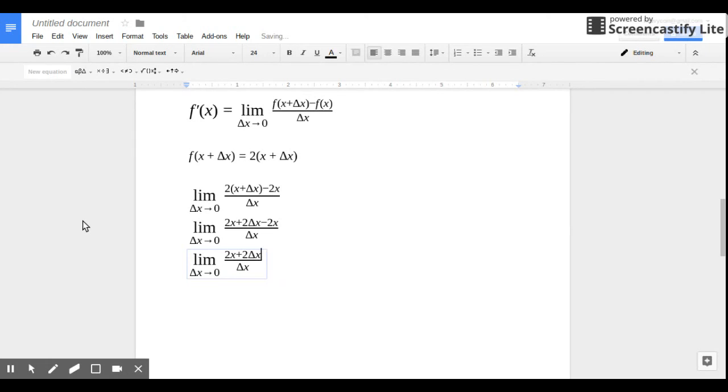So that's just going to disappear, and that's going to disappear there. Now you notice we have a delta x in the numerator and a delta x down here in the denominator. Those are just going to cancel out, and as you can see here, we're going to be left with the limit.